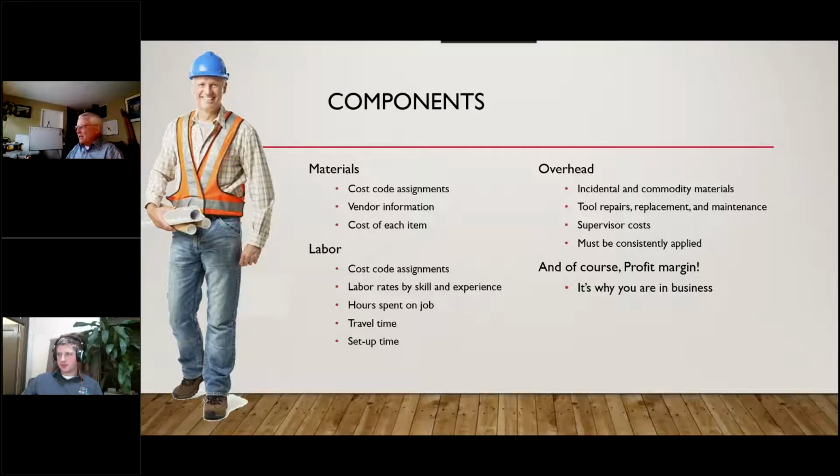Also included is overhead, like incidental and commodity materials, tool repairs, supervisor costs. And the big thing is it's got to be consistently applied throughout all of it. And then, of course, add in profit margin. Companies I've spoken with, if they use a percentage, which most do, look at anywhere from 8 to 20%, depending on the risk, depending on the competition for the job, things like that. And of course, some public works projects specify your overhead margin and your profit margin.